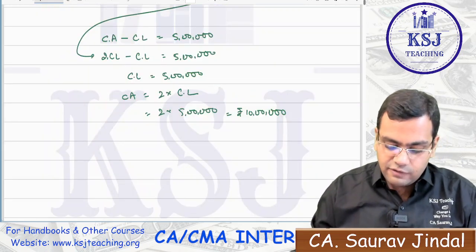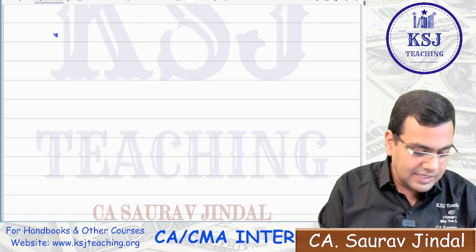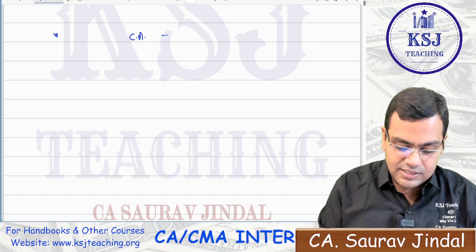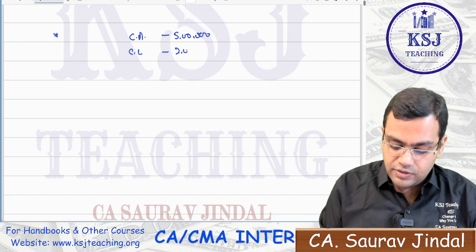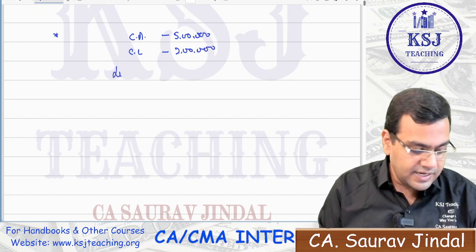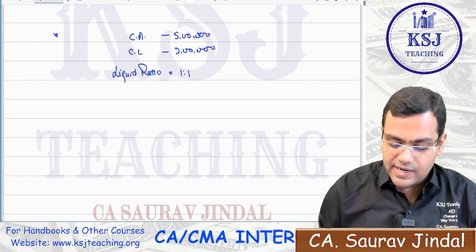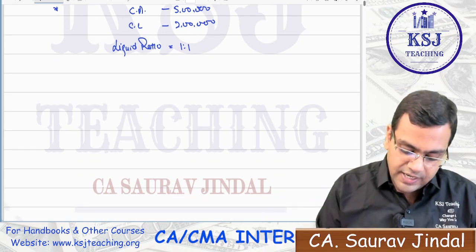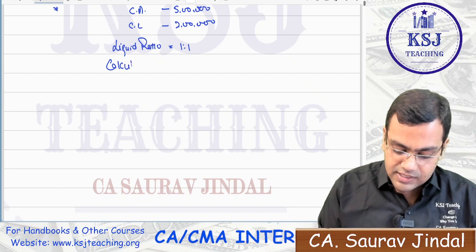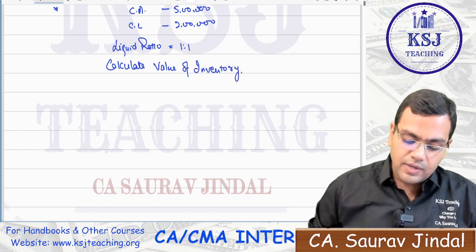Now, another kind of information which may be asked related to the liquid ratio, which may be given in the question. Let's see what is given to you. You are given that current assets is 5 lakh rupees, right? And current liabilities are given to you as 2 lakh. And then he says that liquid ratio, quick ratio, or acid test ratio, it is one and the same thing, right? So liquid ratio is 1:1. Calculate. Now from here, he will ask you to calculate the value of inventory. How can you calculate the value of inventory?